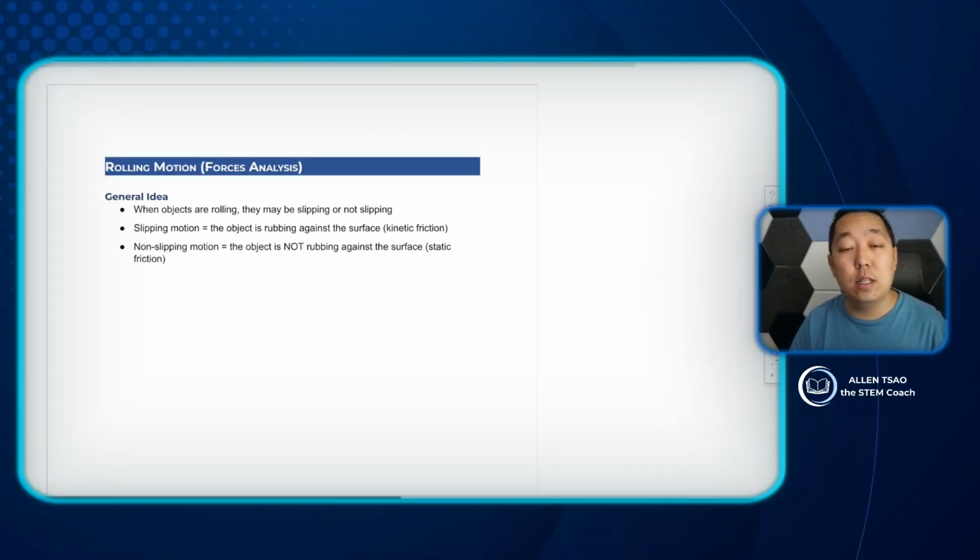The last part we're going to talk about here is an application of dynamics, which is rolling down inclines or rolling in general. We'll revisit this when we do work and energy as well, but when objects are rolling, they may be slipping or not slipping. This is an important distinction to understand. Slipping motion is when the object is rubbing against the surface, and non-slipping is when it is not rubbing against the surface, or it's static friction. So let me show you.